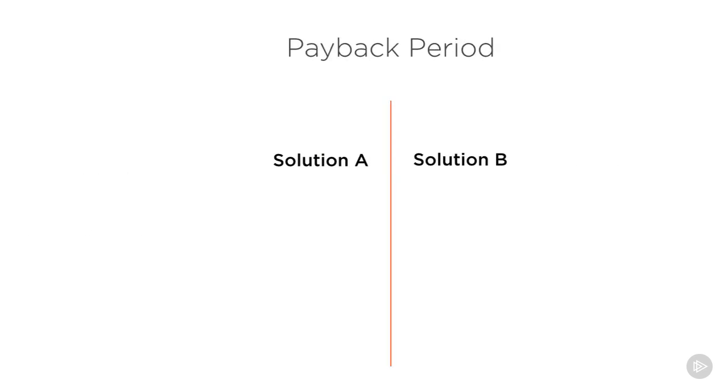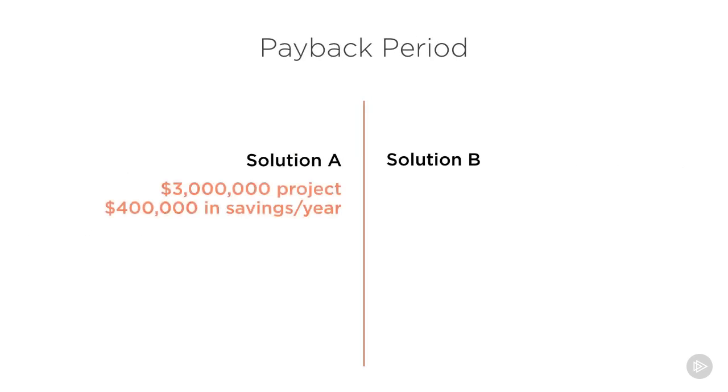Let's look at two different options here. Solution A is a $3 million project that results in $400,000 of savings per year, according to our estimates. Here, we would see that there's a $3 million investment and divide it by $400,000. That would allow us to reach a figure of 7.5, indicating a payback period of 7.5 years.